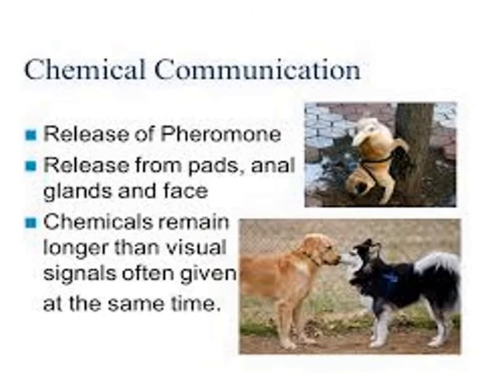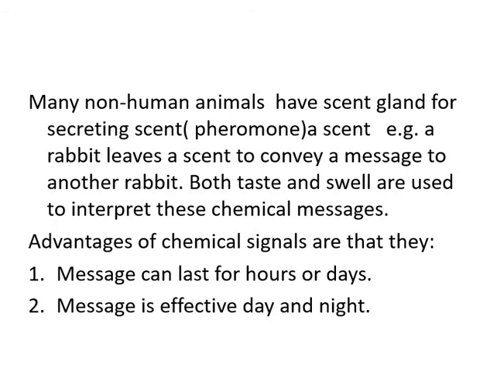Chemicals remain longer than visual signals, often given at the same time. So pheromones can be secreted, and they remain for hours and days, and can be transported easily by blowing winds or other sources. Many non-human animals have scent glands for secreting scent or pheromones as scent. For example, a rabbit leaves a scent to convey a message to another rabbit. Both taste and smell are used to interpret these chemical messages.